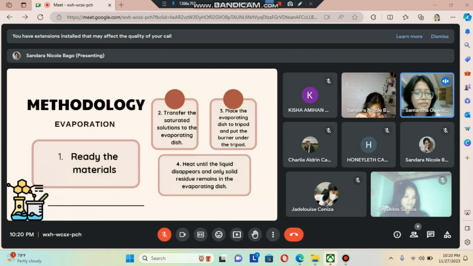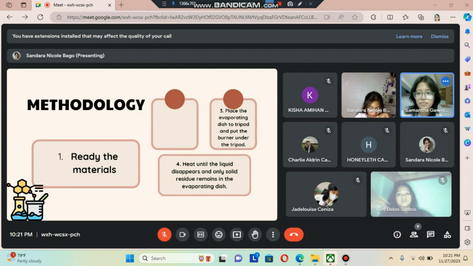Evaporation. Ready the materials. Materials such as evaporating dish, tripod, flame burner, then the reagent calcium carbonate. Transfer the saturated solution to the evaporating dish. Then place the evaporating dish on the tripod and put the burner under the tripod. Heat until the liquid disappears and only solid residue remains in the evaporating dish. Next.